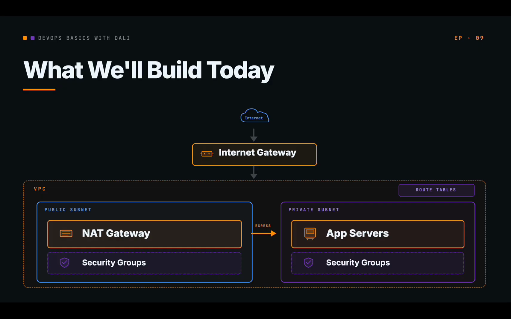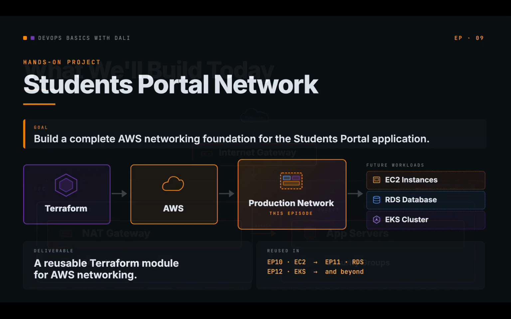Everything we're building today isn't just an example. This network will become the foundation of the Students Portal infrastructure. In the next episodes, we'll deploy EC2 instances, then databases, later Amazon EKS, and all of those resources will live inside the network we create today. So this isn't throwaway code. We're building the real foundation for everything that comes next.